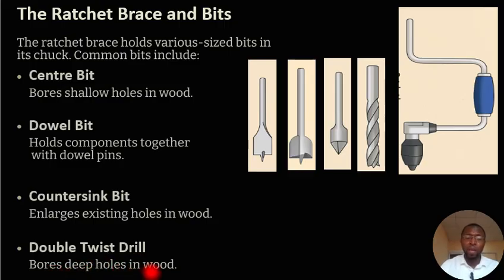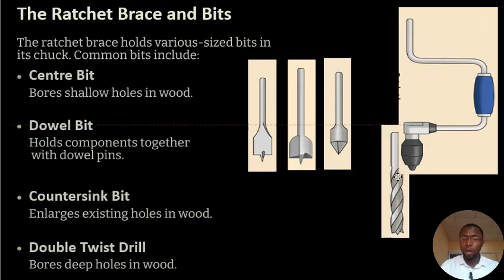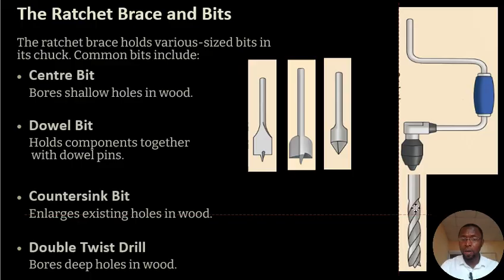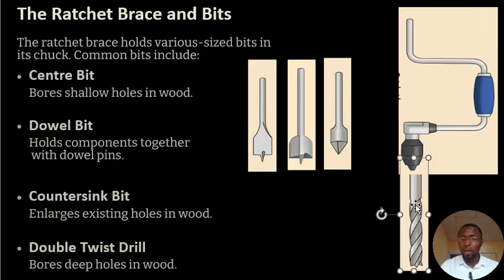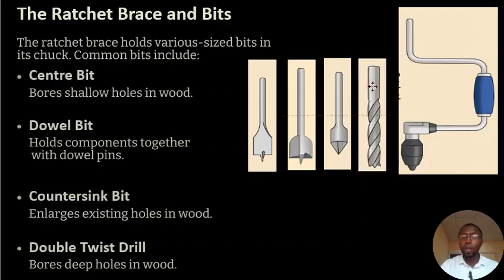If you want to make a very deep hole, you just attach this double twist drill here. You bring a double twist drill, attach it here. Okay, let me show you an example. So you can just bring it here, and once you attach it, you begin to spin this. Boom, you make your hole. All right, so that's it.